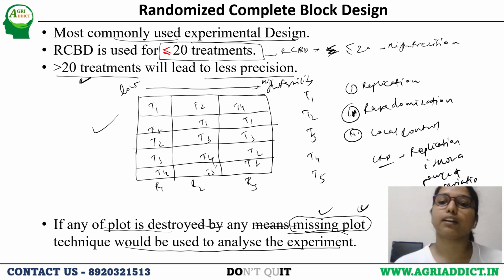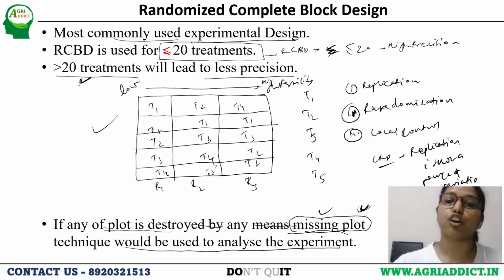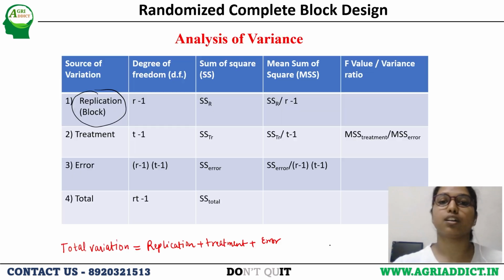But here, if we see the ANOVA, replication is a source of variation. So if one of the plots is missing, say somehow we lost this plot, we won't be able to get the results. So we have to use the missing plot techniques to analyze the experiment. Okay. So let's move to the next slide.